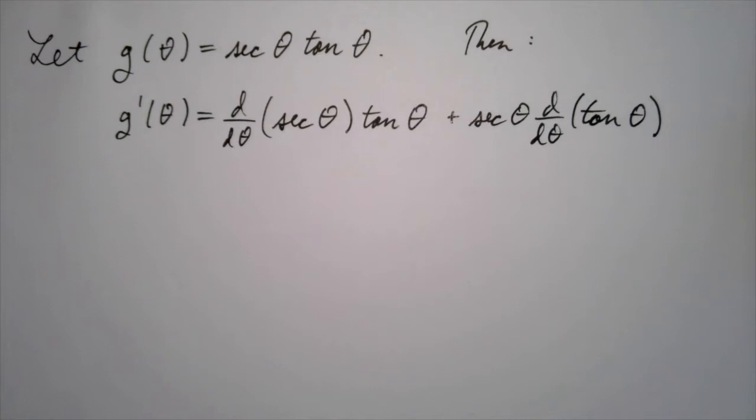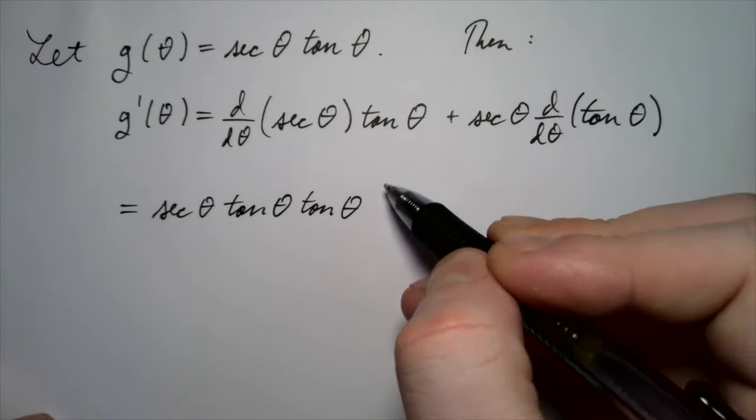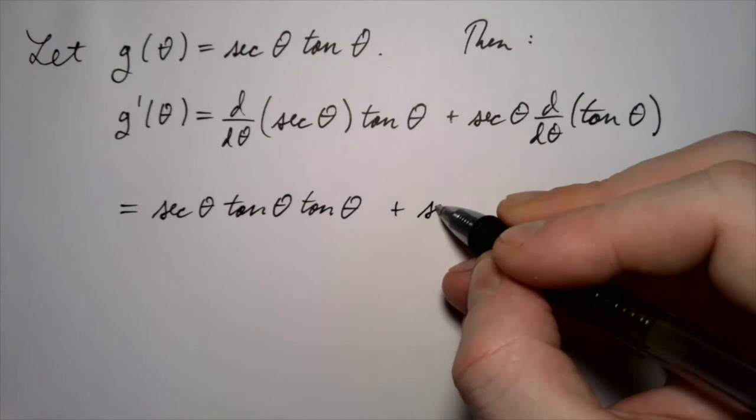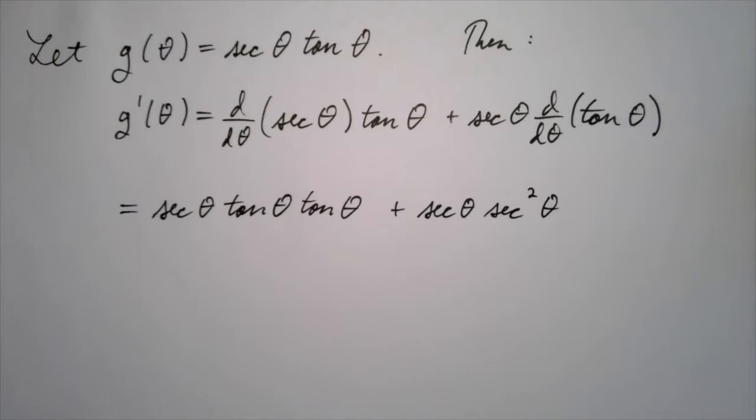And now we go and use our derivatives of secant and tangent. The derivative of secant is secant times tangent. And then we also have this other factor of tangent that came from before. For the second term, we have secant times the derivative of tangent. That's secant squared. Like so. Okay, that's the answer. We can leave it like that if we want.